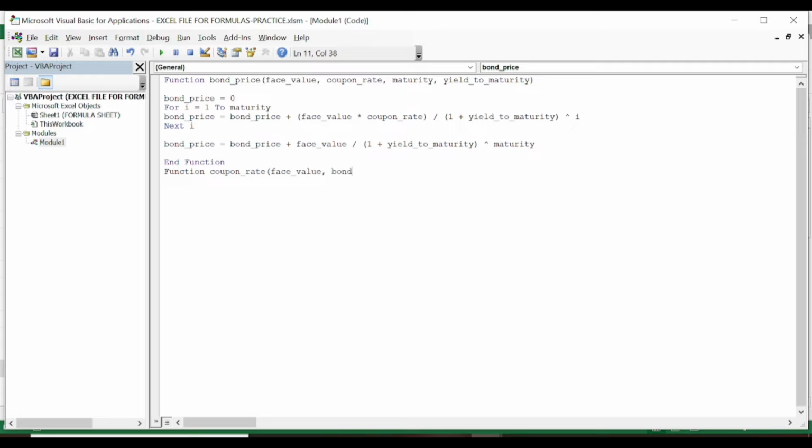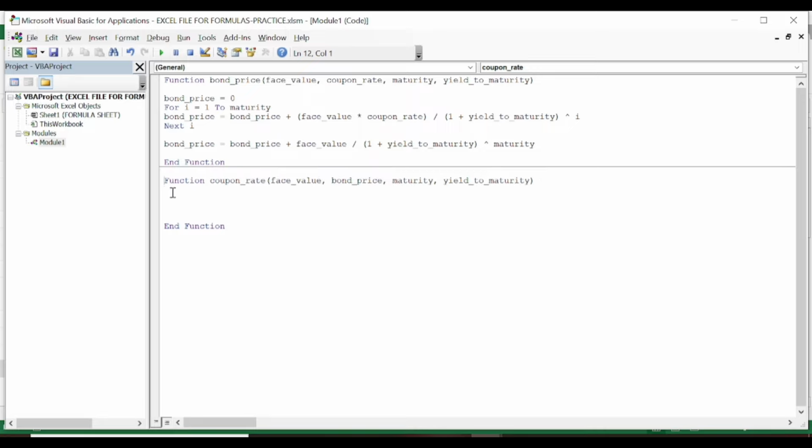We will write everything: Function CouponRate, bracket open, and then FaceValue, comma, BondPrice, comma, Maturity, and then YieldToMaturity, and bracket closed. You have to be very careful about the brackets and commas here, because the coupon rate formula looks a little bit messy and lengthy, and you have to learn it and be very careful about brackets. So we'll start the formula for the coupon rate now.